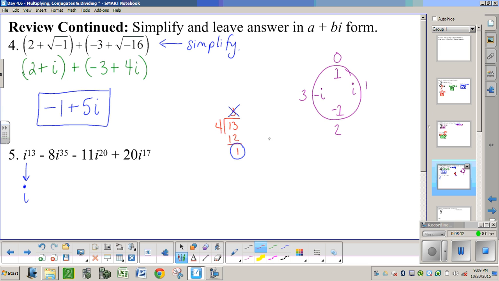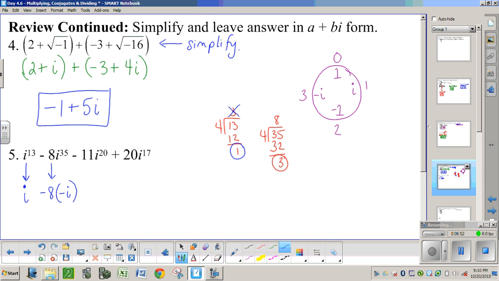So I'm going to go ahead and do 4 into 35. So 4 is going to go into 35 8 times, so that's going to give me 32, so that's going to give me a remainder of 3. So i to the 35th is the same thing as i to the 3rd, which when looking at my wheel of i is equal to negative i. So this is going to now be negative 8 times negative i.